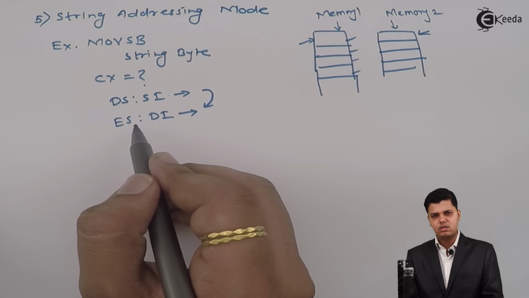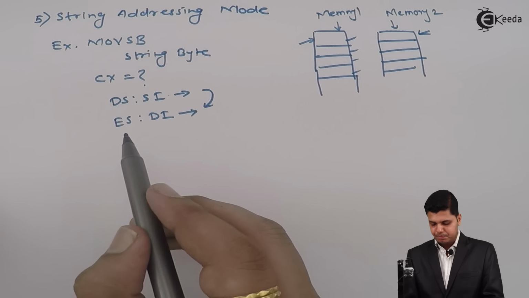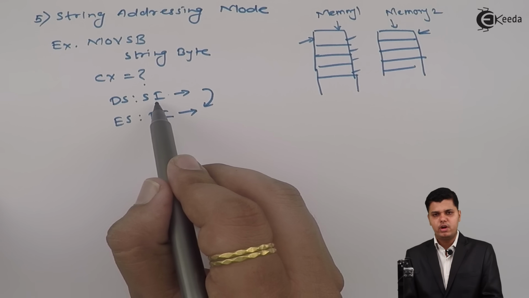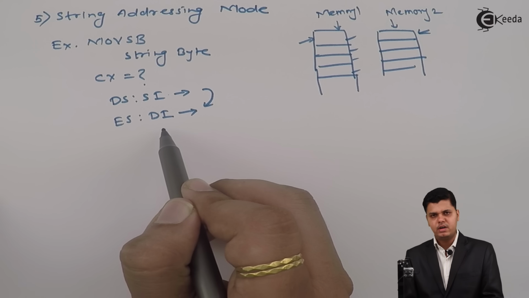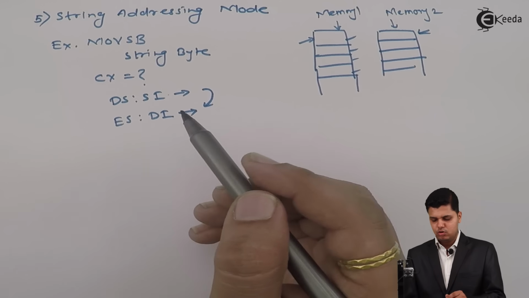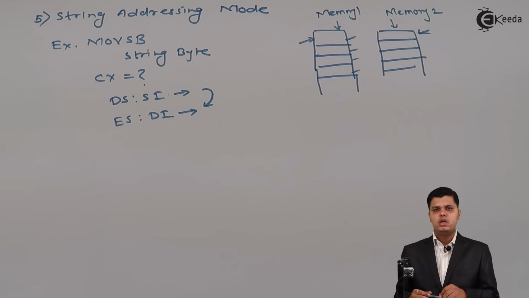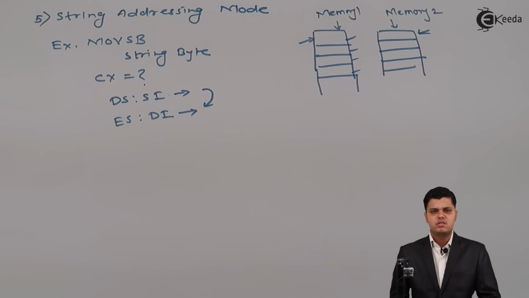So in string addressing mode, we can say that the operands are the data segment register and source index, and the extra segment register and destination index. In this lecture we have seen the different types of addressing modes, namely immediate addressing mode, register addressing mode, different memory addressing modes, branching addressing mode, and lastly string addressing mode. Thank you.